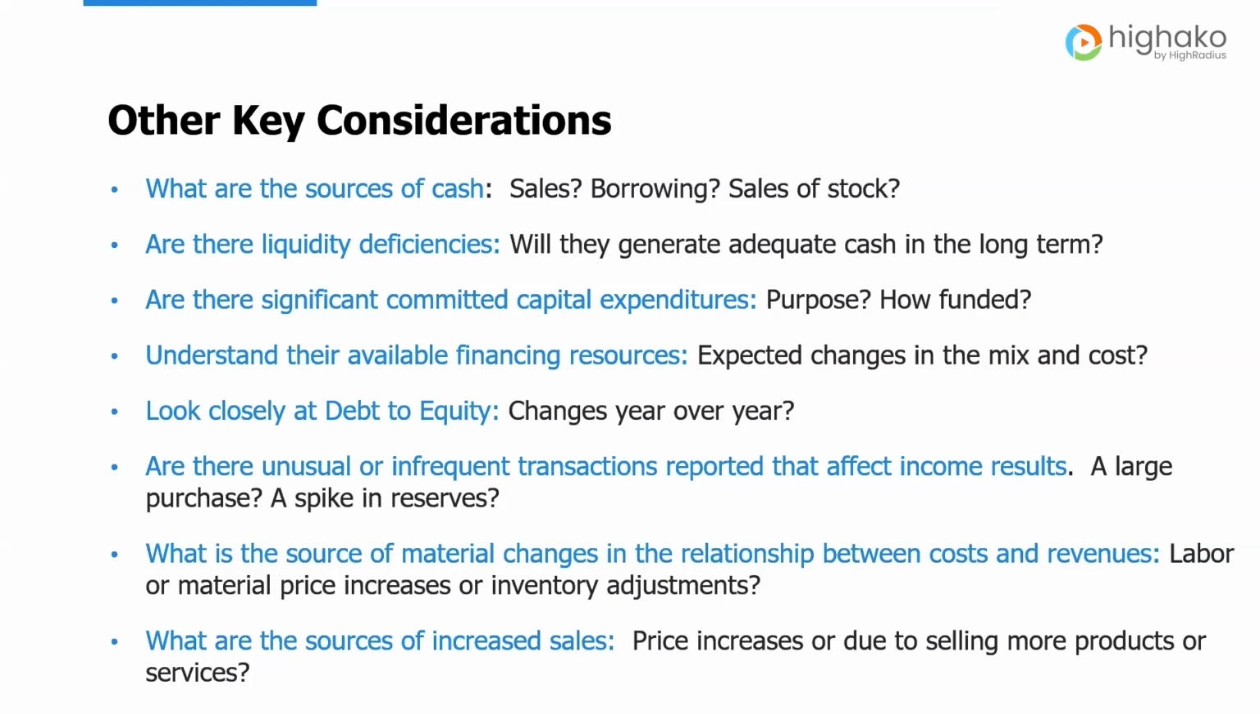What is the source of material changes in the relationship between their costs and their revenues? What causes the cost to go up in relation to revenue, or the cost to go down significantly in relation to the revenue? Was there a change in the price of labor or inventory or materials, or were there just some sort of an adjustment that they made that's a book adjustment and it really wasn't driven by the operation of the company at all? What are the sources of increased sales? Was it price increases that just made sales look larger, or did they actually sell more product or service?